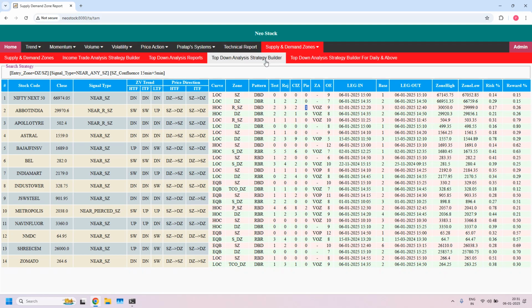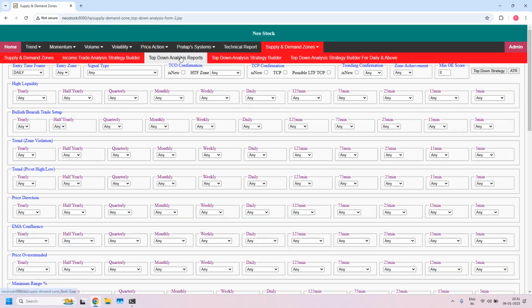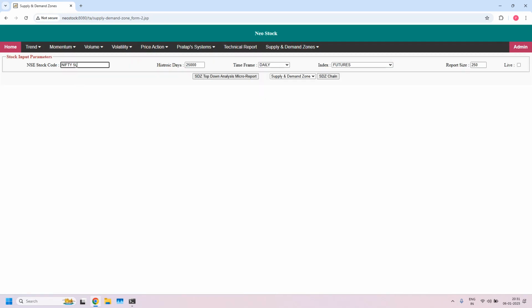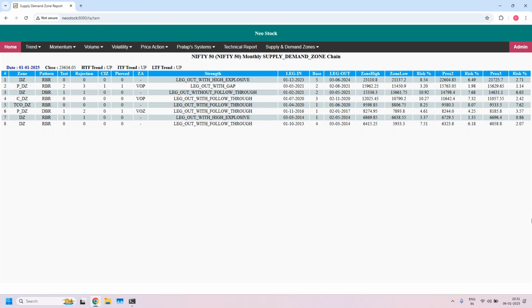Next, let us generate NIFTY and BANKNIFTY supply demand zone chain. Let's start with NIFTY, generating monthly supply demand zone chain for NIFTY. This is monthly supply demand zone chain. Always look into the zone column to find high liquidity zone. Pierced column for the pierced zones. Look into the LTF trend to find the trend of the current time frame you have selected. Apply the same rules to the remaining reports.